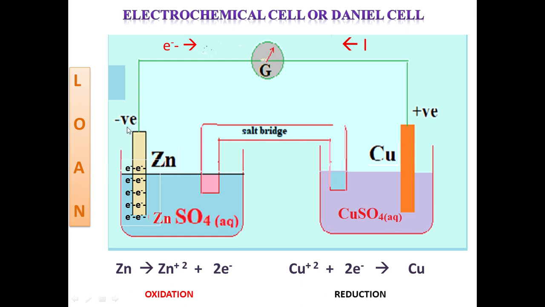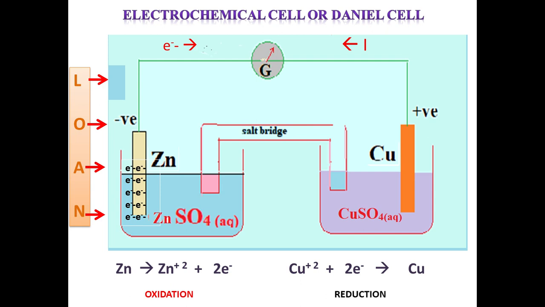And the anode carries a negative charge. So LORA represents left oxidation, anode and negatively charged. Similarly, you can see right reduction, cathode and positive charge. So this is all about the cell. Come to the next.